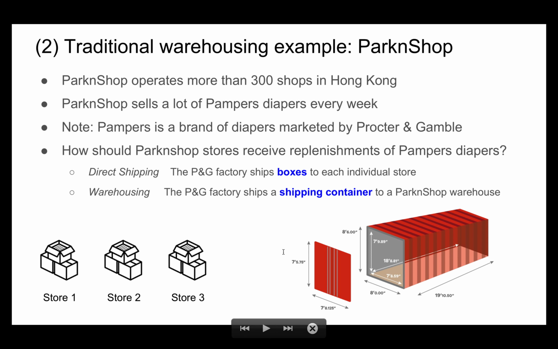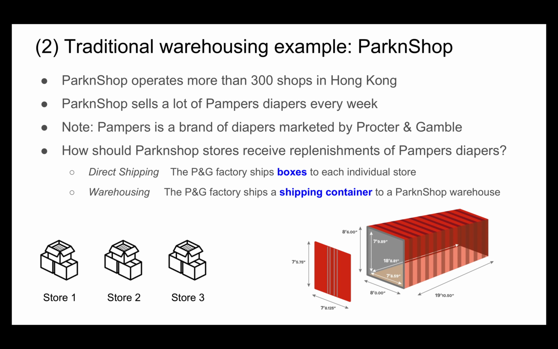As an example of a company which uses a traditional warehousing strategy, we have ParkShop. I'm not going to go through the details of this slide, but the main point is that ParkShop can save transportation costs by receiving large shipping containers of diapers compared to the stores receiving individual smaller boxes of diapers.